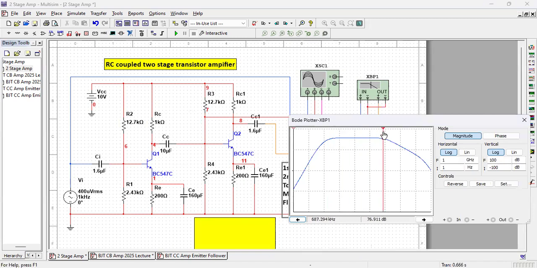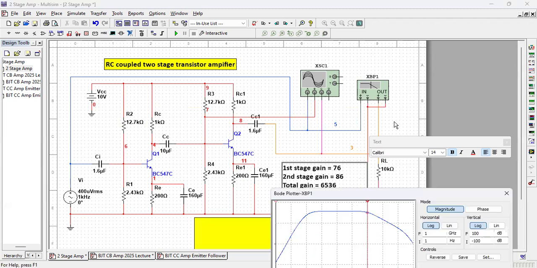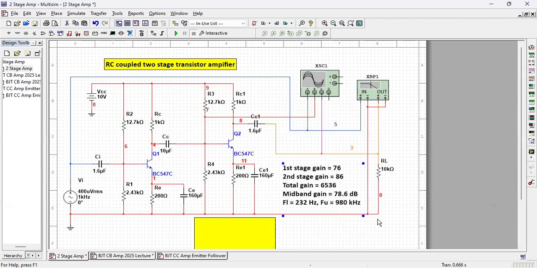And for the upper end, the gain was 78.6, so I have to make it 75.6. 75.6 is at 980 kilohertz. I had written 1 megahertz, so I rewrite it as 980 kilohertz, right? Okay, this is the Bode plot.